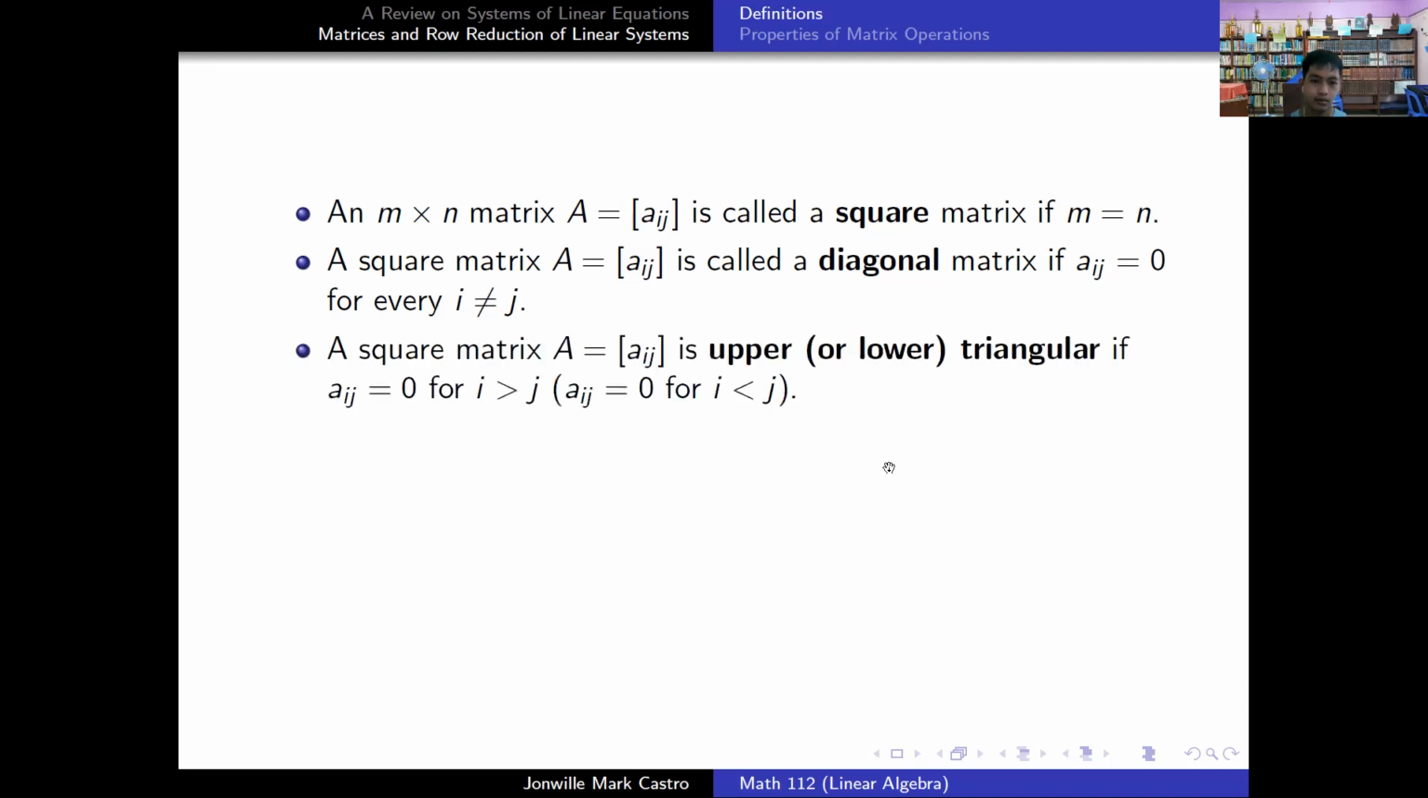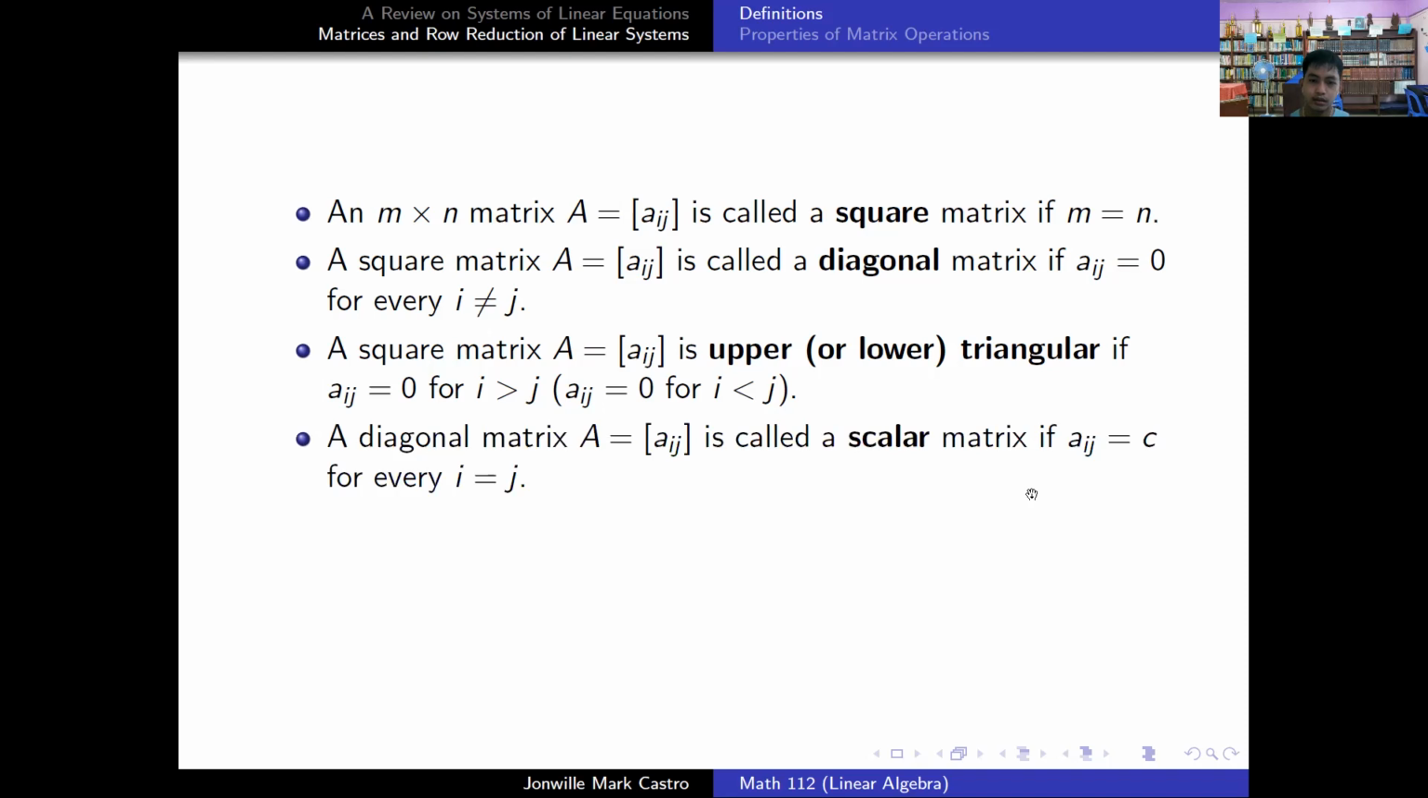Yung diagonal matrix. A square matrix A is upper or lower triangular. Upper triangular if A sub ij equals 0 for i greater than j. And lower triangular if A sub ij equals 0 for i less than j. Pag sinabi natin upper triangular, yung bottom half, yung sa baba nung main diagonal niya ay 0 lahat. Pag lower triangular naman, yung taas ng diagonal ay 0 lahat.